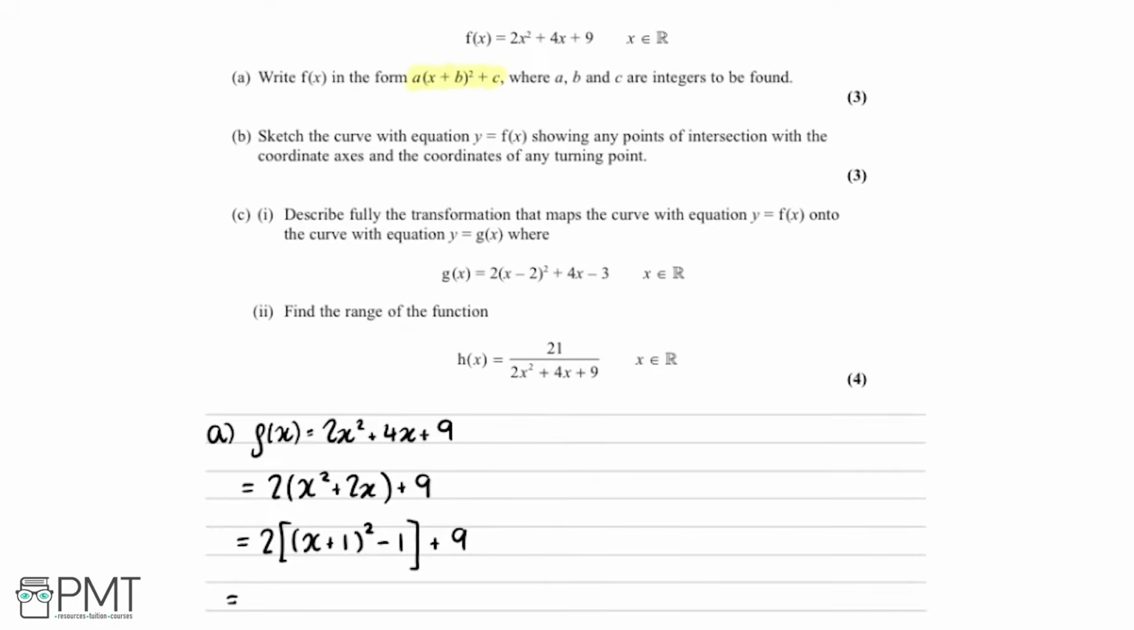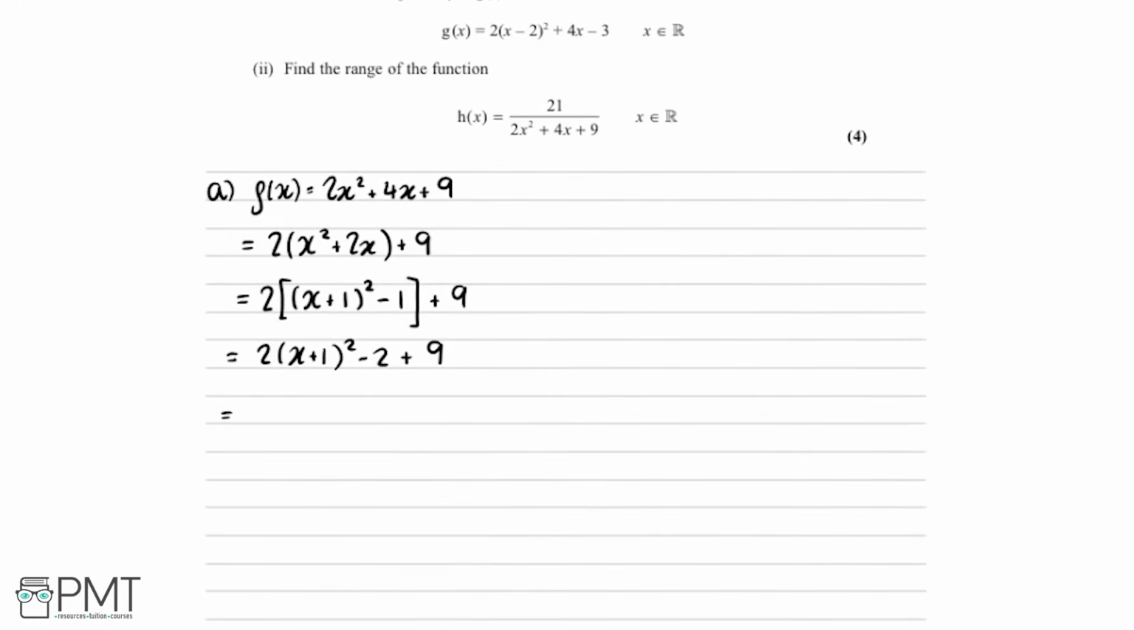Brilliant. Now I'm going to close the square bracket off and just keep the 9 here on the end. Now I'm going to multiply the 2 back through into the bracket. So we've got 2 times x plus 1 all squared, minus 2, plus 9. And then the last thing I'm going to do is tidy it up. We've still got the 2, x plus 1 squared, and we're left with a plus 7 on the end.